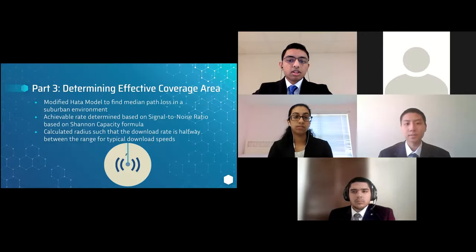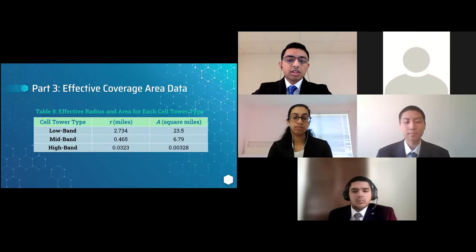It is an extension of the urban Hata model, and it can be applied to suburban and rural areas. From the path loss, we determined the speed achieved through the Shannon-Hartley theorem, which determines the maximum rate at which information can be transmitted. We model the coverage area as the circle where the rate is at least in the middle of the range for the given speeds for each type of cell tower. The following shows the effective radius and coverage area of each type of cell tower from our model.